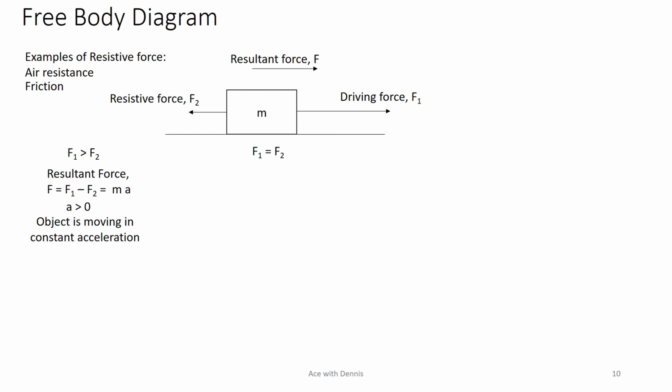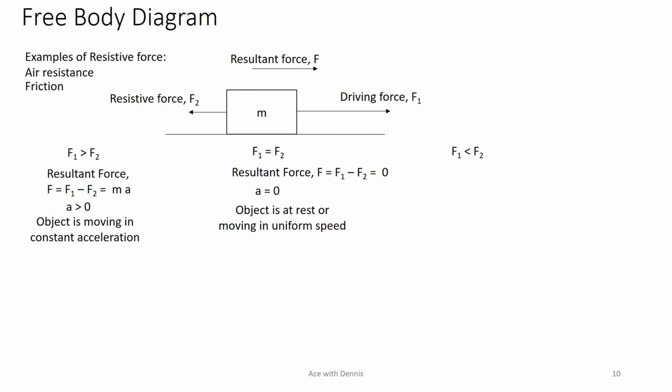If F1 is equal to F2, or the driving force is equal to resistive force, which we actually have seen an example in chapter 2, when a falling object reached terminal velocity, the resultant force F will be F1 minus F2 equals 0, and acceleration will be 0. So at this stage, the object is at rest or moving in uniform speed, which is stated in Newton's first law.